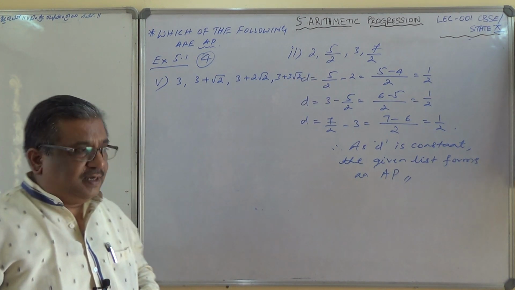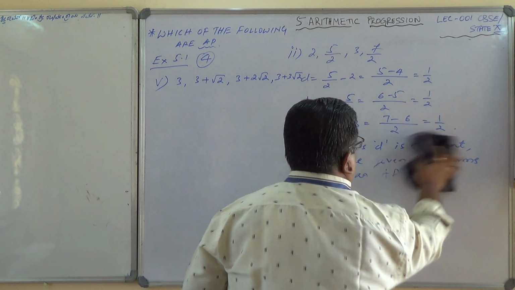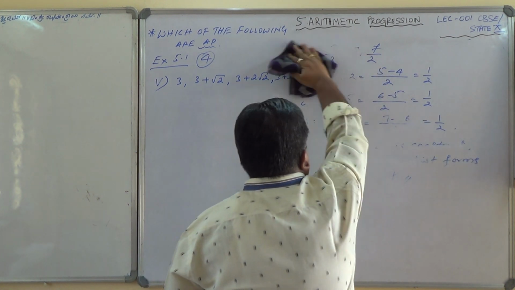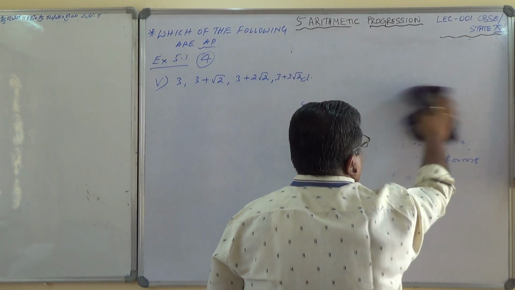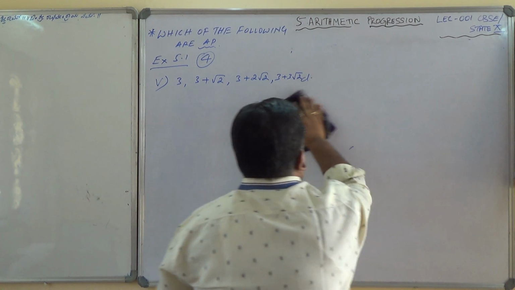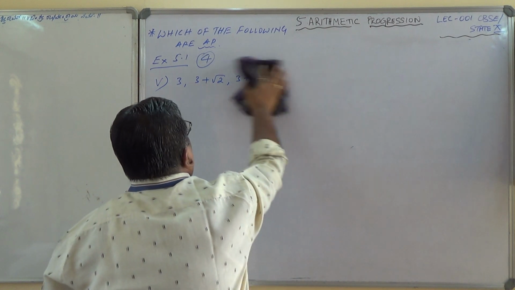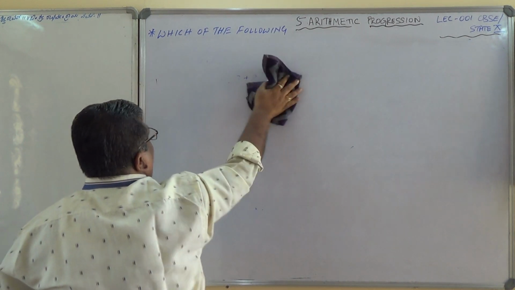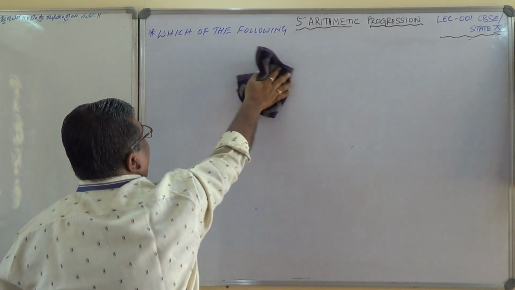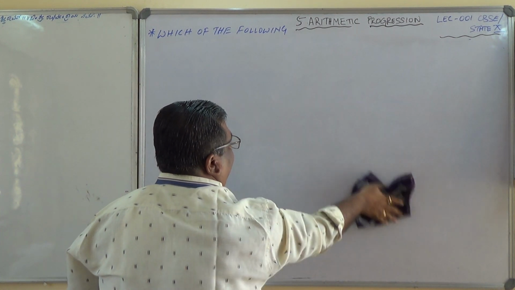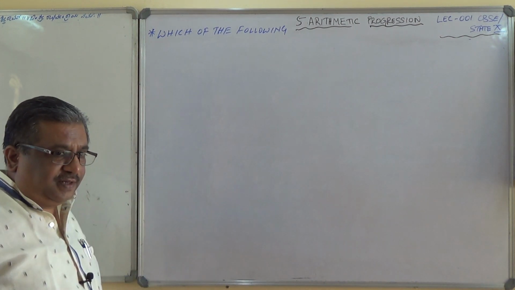I think I'll erase this part. I hope you have noted down. Pause the video to note down all these sums. You must understand and you must note down all these sums very neatly. Let me clear these boards. Which of the following are AP? I have already told you which is the exercise. Let me have a space available for solving the numericals now.